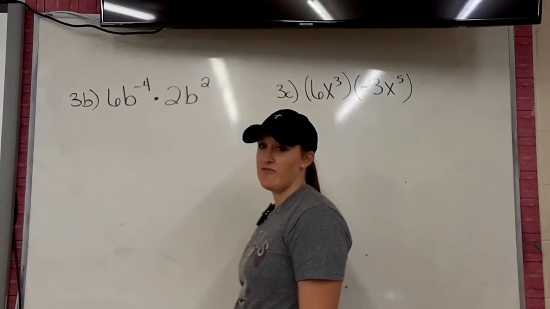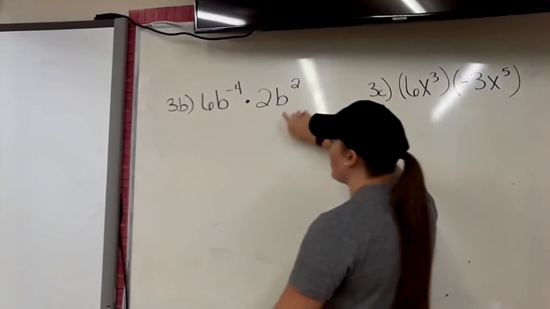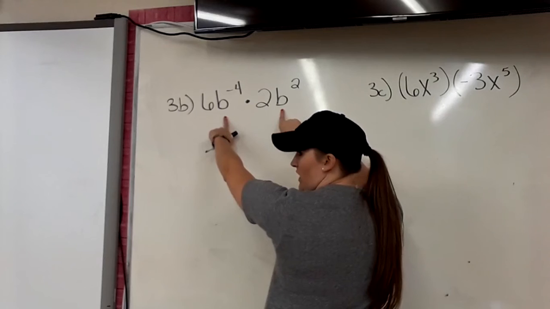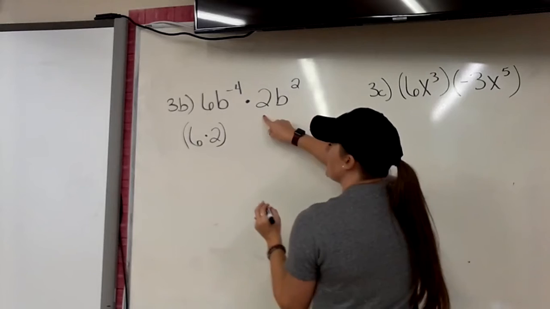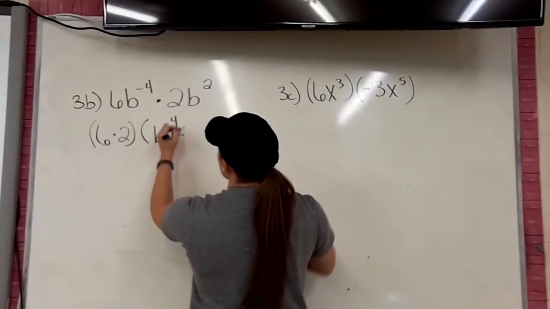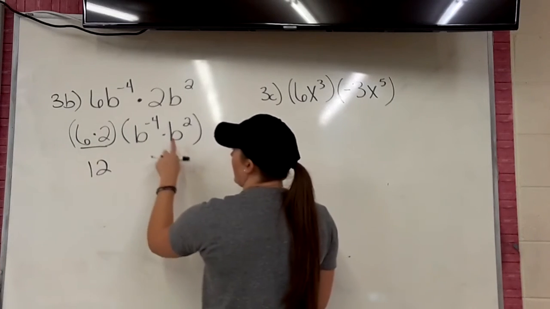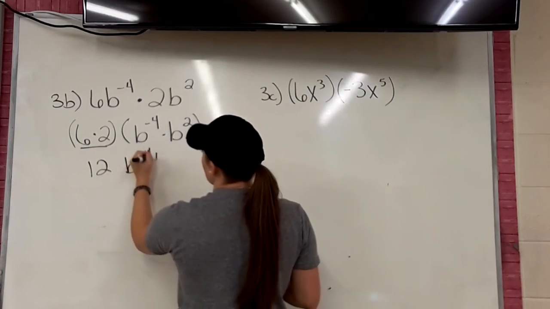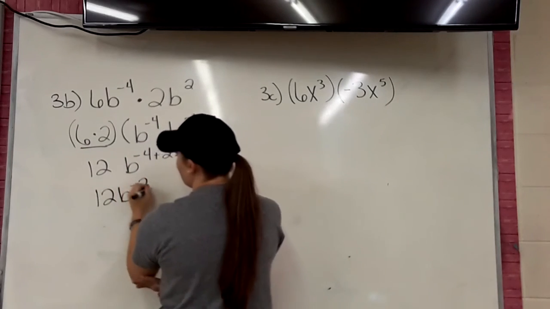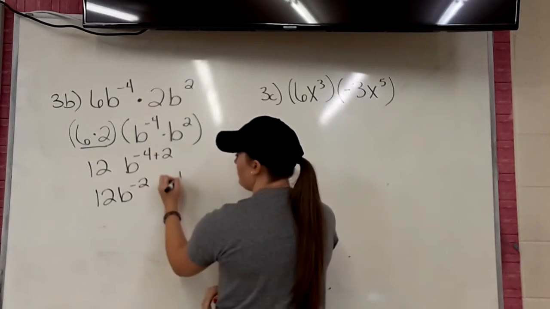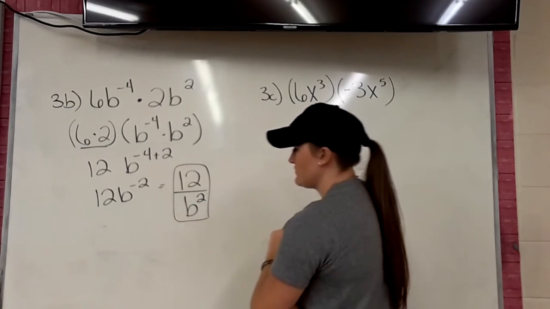Okay, so we're taking it a step further. On 3b, we have 6b to the negative 4th power times 2b to the 2nd power. Since these are the same, we can multiply these other numbers. You could almost take 6 times 2 out front if you want. Then that leaves b to the negative 4 times b to the 2nd. 6 times 2 is 12. Then, since we have this, we can add those exponents. Negative 4 plus 2 is negative 2. So we have 12b to the negative 2nd power. Writing it with the positive exponent would be 12 over b to the 2nd power.